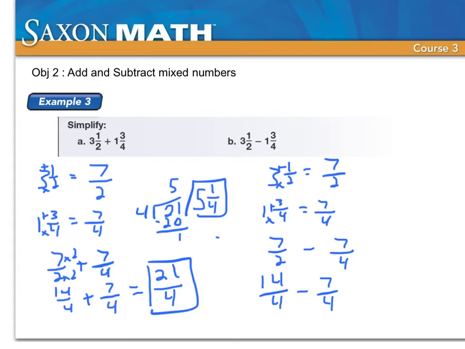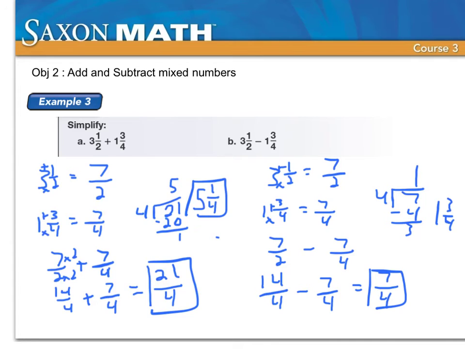Alright, and so now I just subtract the top numbers. 14 minus 7 equals 7, and my bottom number stays the same, 7/4. Again, if you really want to write that as a mixed number, you could do 7 divided by 4, and 4 goes into 7 one time. I've got 3 leftovers, so it's 1 3/4.